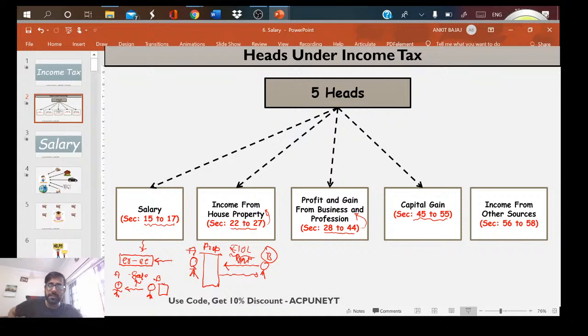Now if I talk about PGBP, profit and gain from business and profession, whatever income is earned from business or from profession will be taxable under the head PGBP. So if your business is earning profit, or your profession is earning profit, it will be taxable under the head PGBP. Are you able to understand this point? This point is very simple.